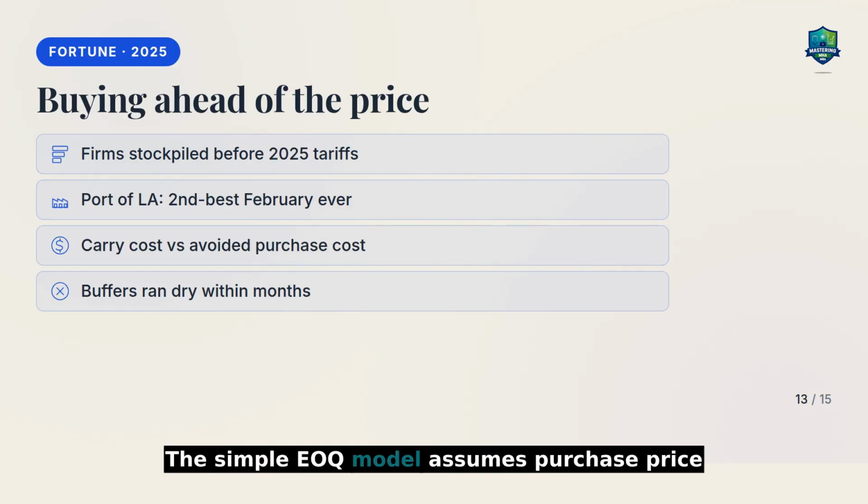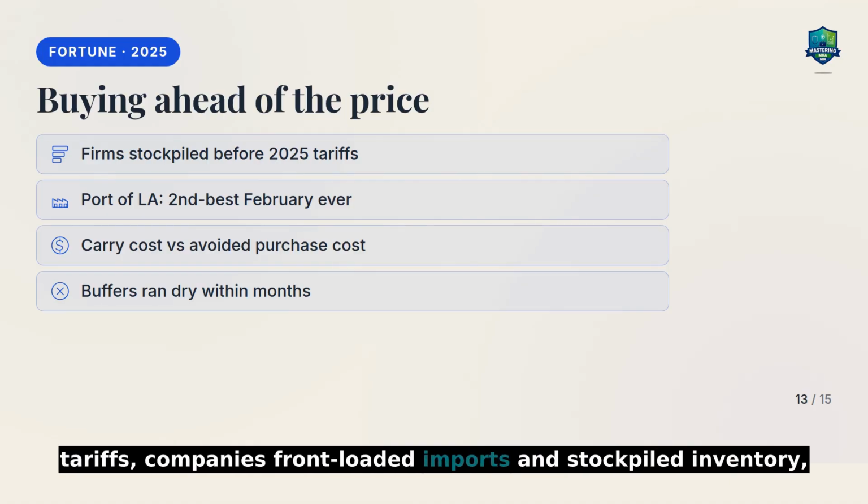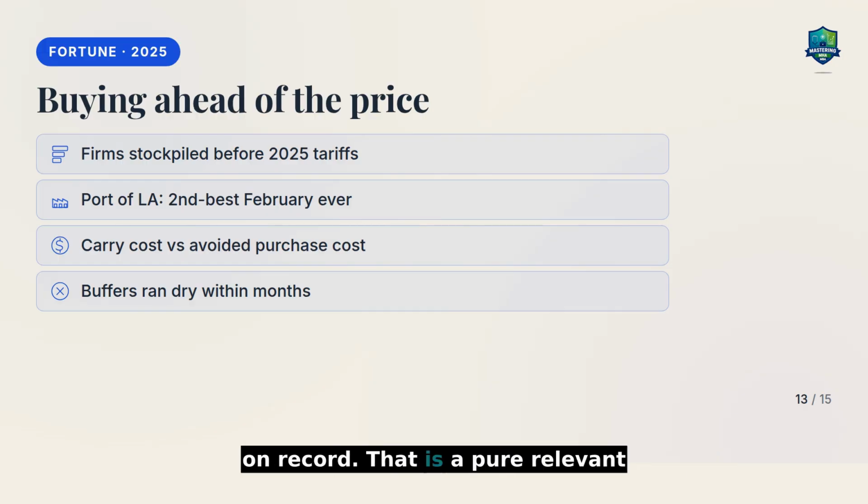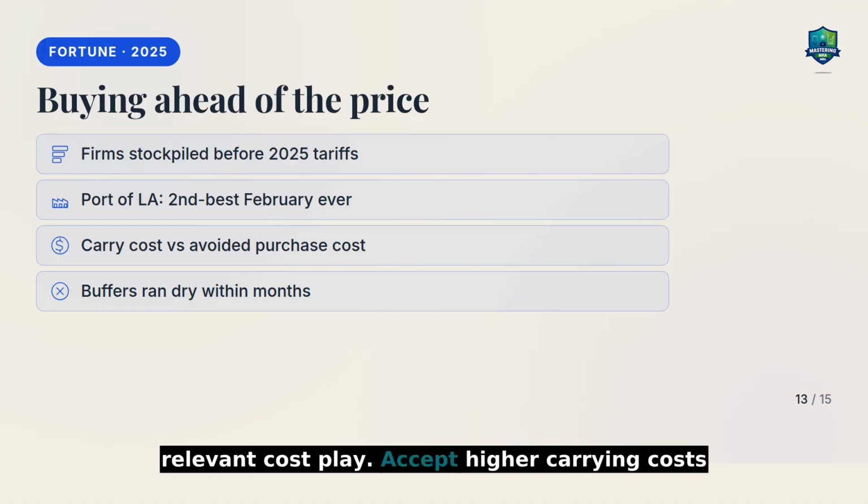The simple EOQ model assumes purchase price does not depend on timing. 2025 broke that assumption. Ahead of new United States tariffs, companies front loaded imports and stockpiled inventory, and the Port of Los Angeles logged its second best February on record. That is a pure relevant cost play. Accept higher carrying costs now to avoid higher purchase prices later. By mid year, those buffers were running dry and the trade off flipped back. Whatever your politics, the accounting is the same. When prices move, timing becomes part of the inventory decision.